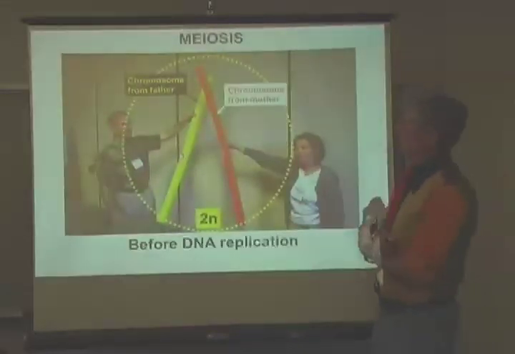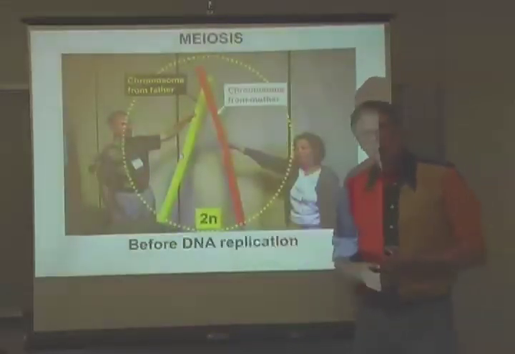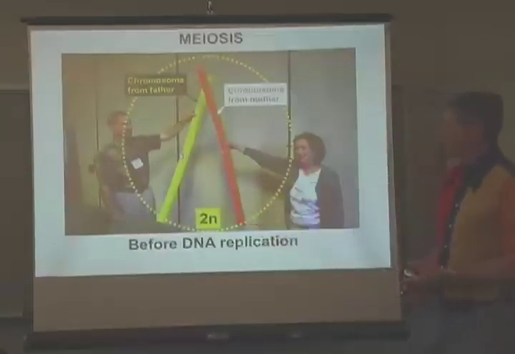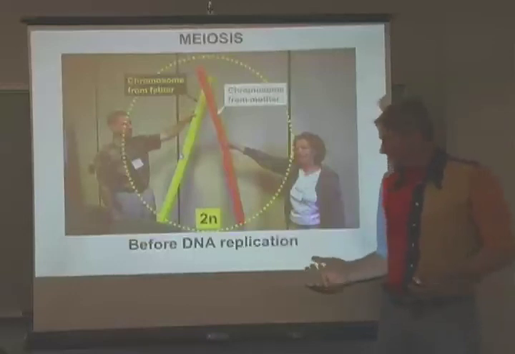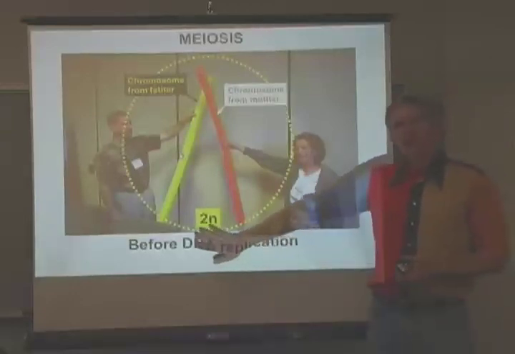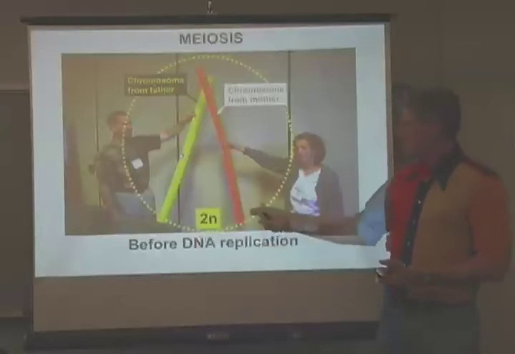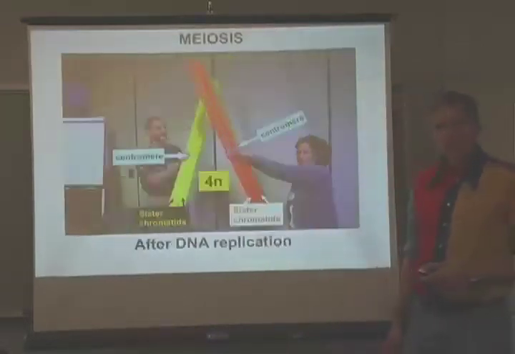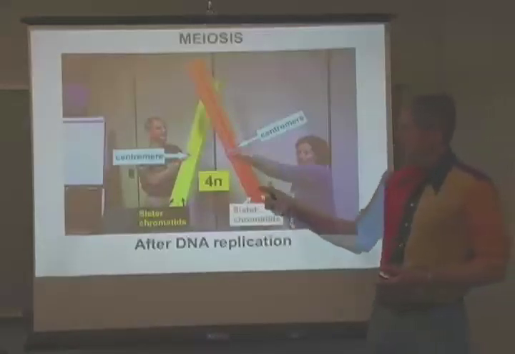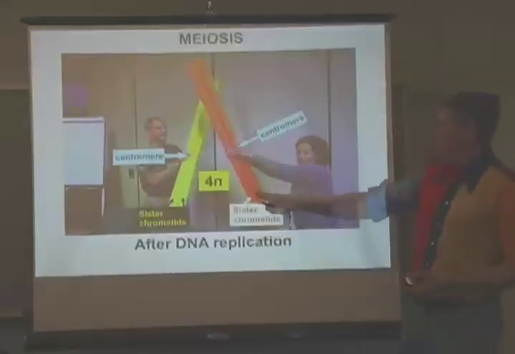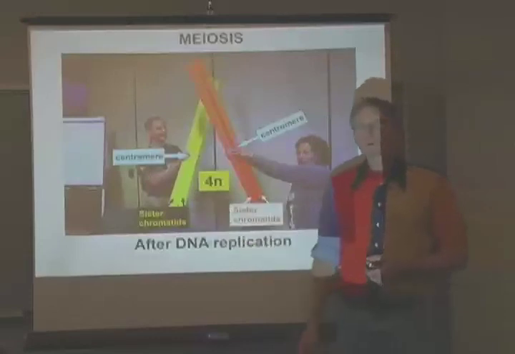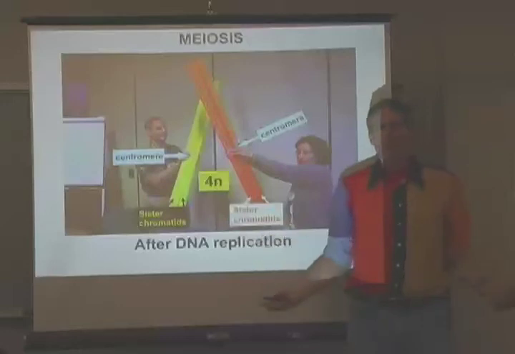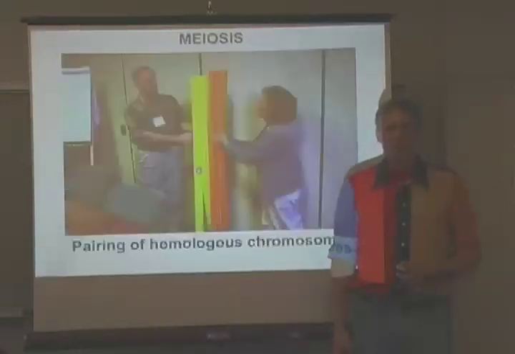So here are two of my friends holding up noodles, pool noodles, which are meant to represent chromosomes, okay? A normal somatic cell, before DNA replication, has 2N, okay? One chromosome from the mom, one from the dad. After DNA replication, the chromosomes have duplicated, so it has 2 chromosomes from the mom and 2 from the dad. And that's called 4N, tetraploid, because they have 4 copies of all the genes.